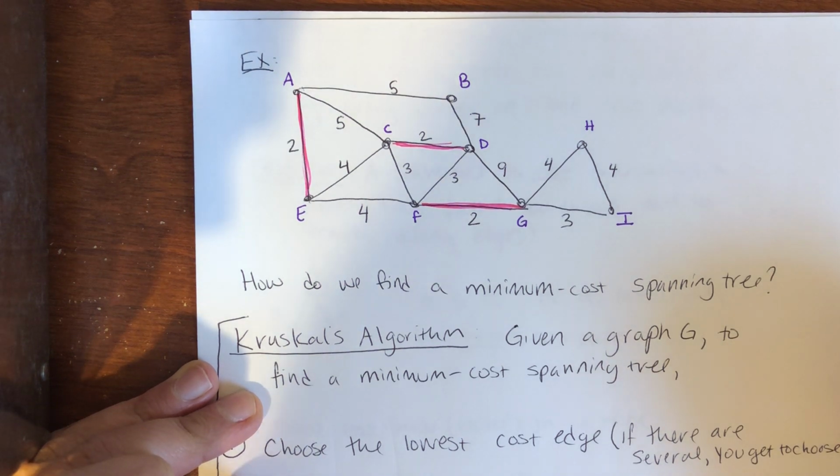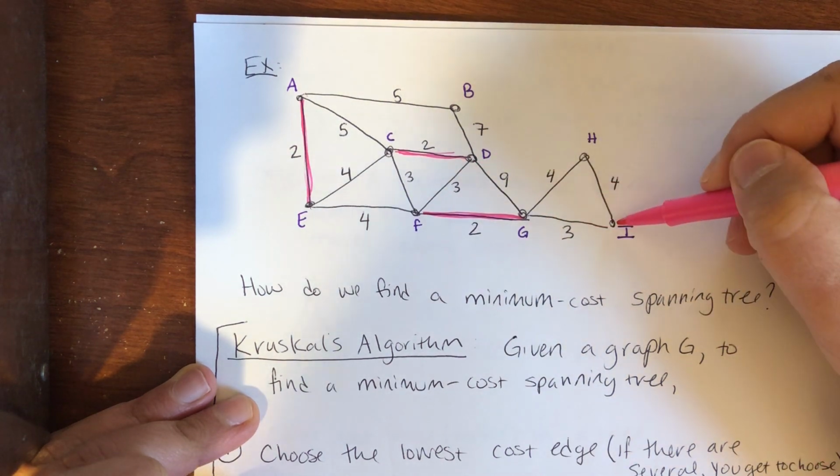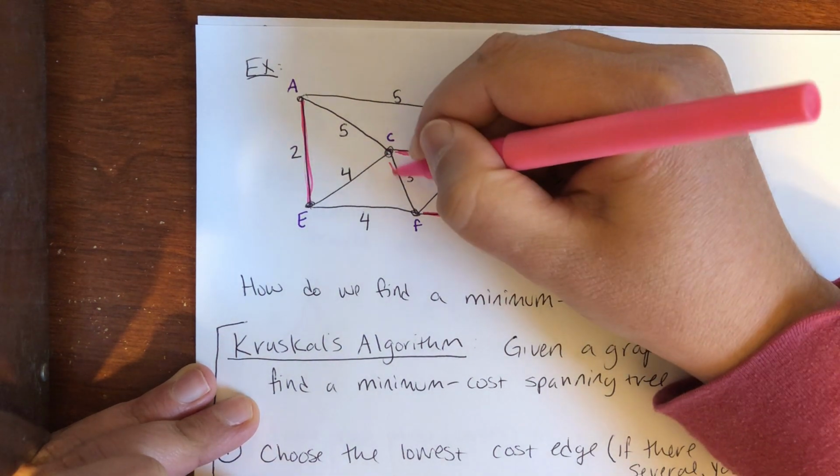Now my next cheapest edge. Well, any of the edges labeled 3 would work, right? I could choose this one, or this one, and it's not going to form a cycle. Let's say I chose CF.